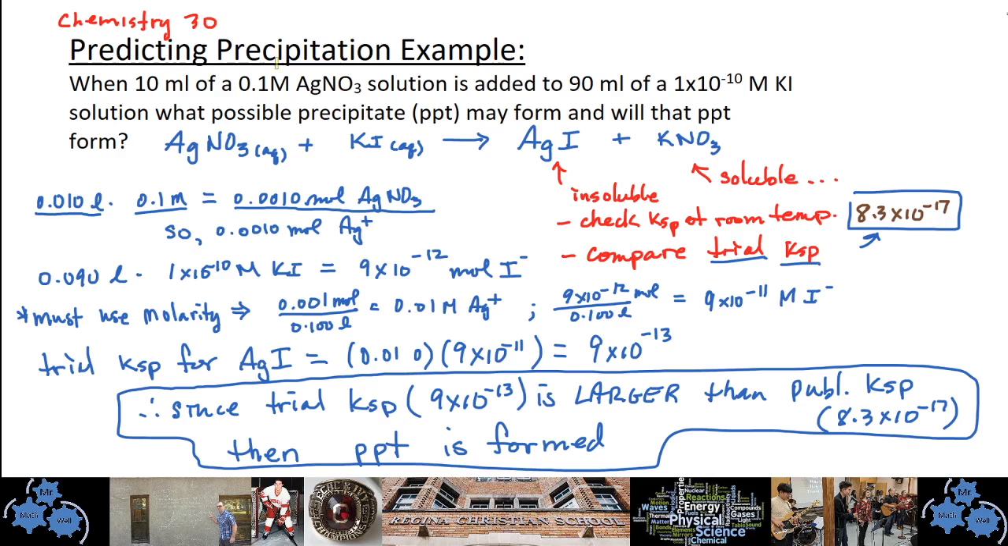So when we're predicting the precipitation of a precipitate, in this question it says there's 10 mL of 0.1 molar silver nitrate solution, so it's dissolved in the solution. It's added to 90 mL of 1 times 10 to the negative 10 molar KI solution. What is the possible precipitate that may form, and will that precipitate form? So this is the key. Will that precipitate form? All right, we'll get to that towards the end here.